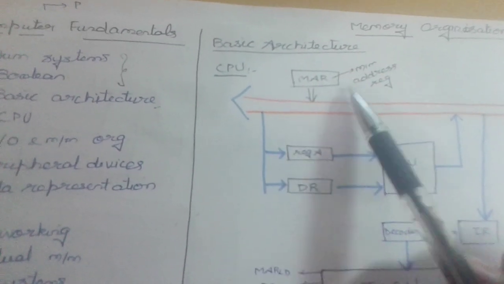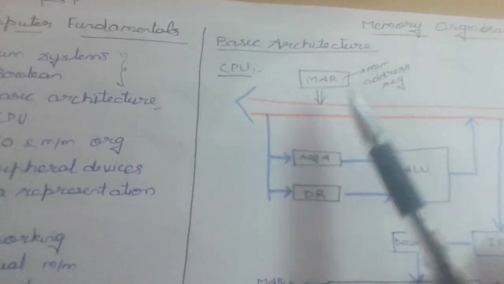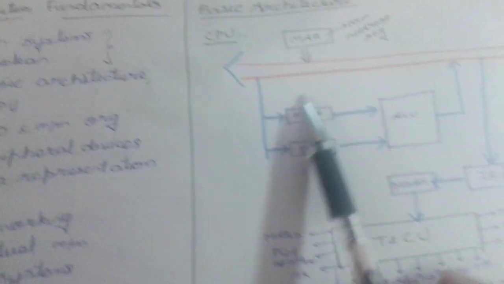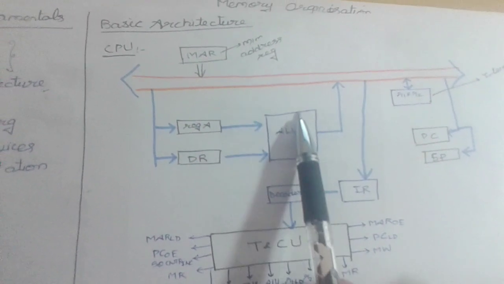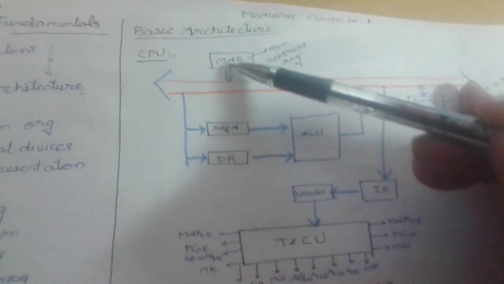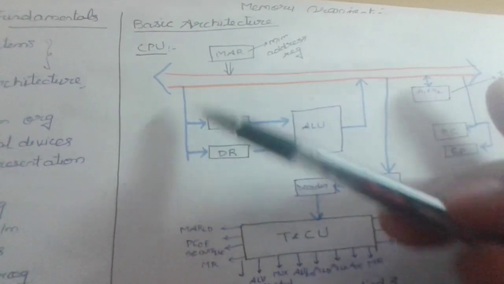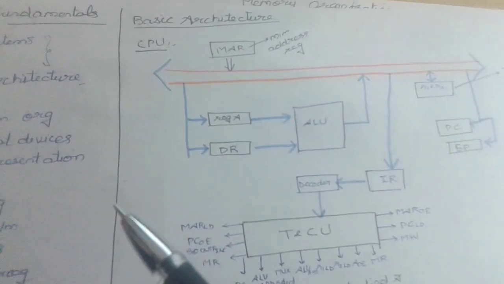What does it do? It stores the address of the instruction which is to be executed. These orange lines which we are watching are a common bus. What does the common bus do? The MAR will place data on this common bus, and this common bus will transport this data to different parts.